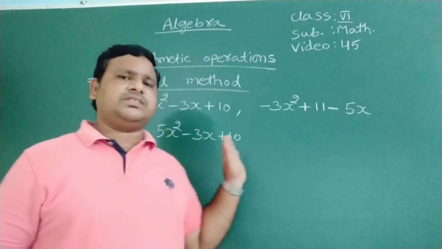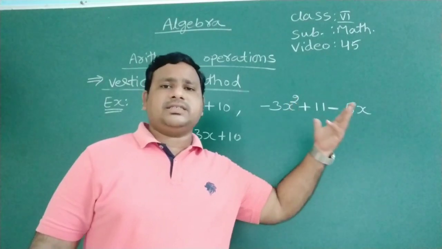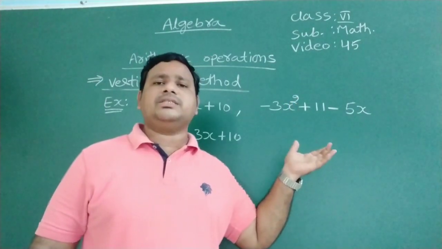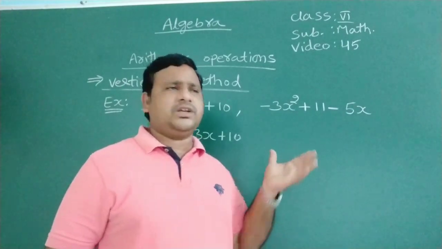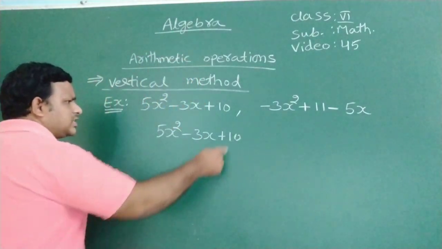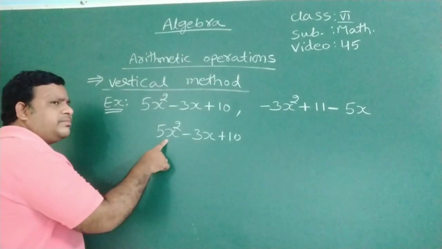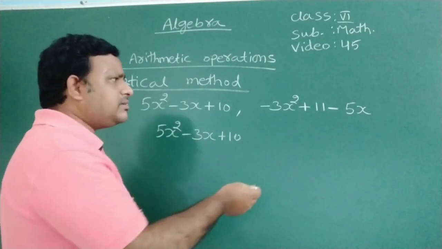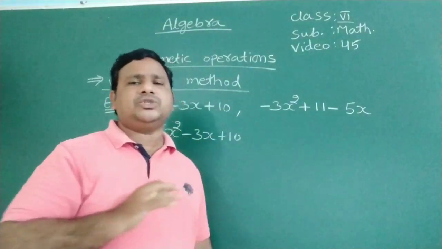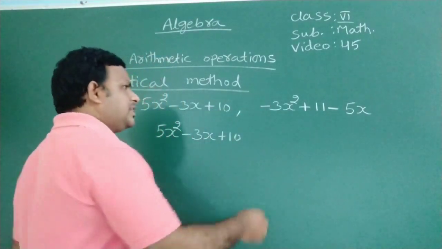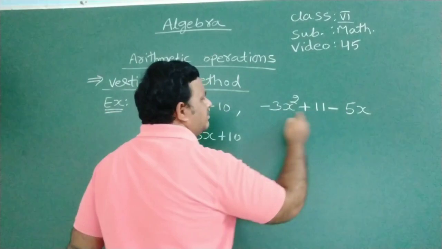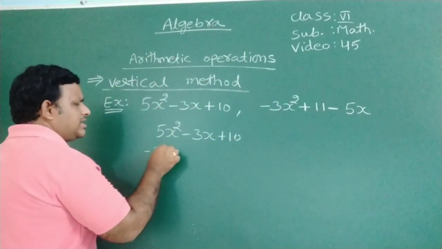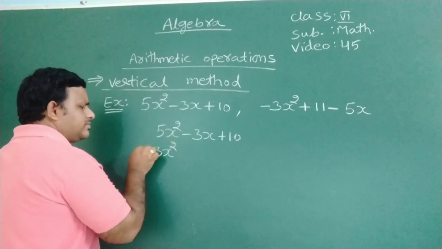After writing the first expression, to write the second expression, the like terms should come in the same column. Understood? So here in the first expression, what is the first term? 5x square. So the x square term in the second expression should be written first. So where is the x square term? In the first only. That's why I have written minus 3x square.